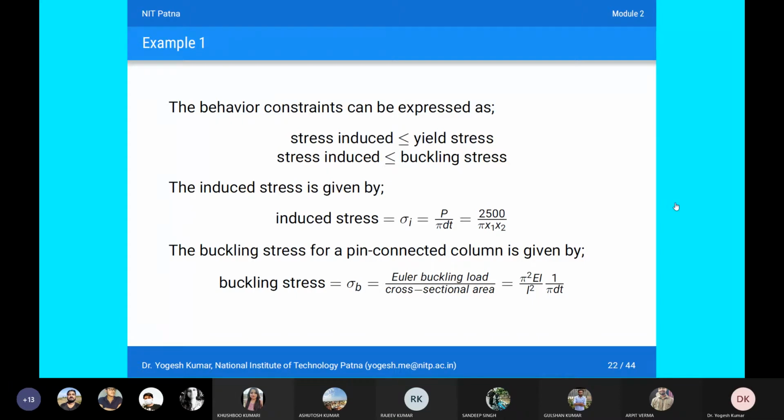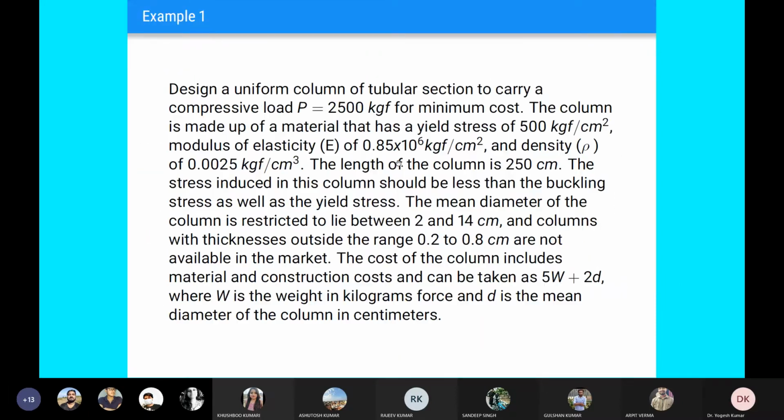I will take the revision in my own way, so that if there is any doubt in the previous example, that can be covered. In the previous problem, I will not read out the whole problem. We had the objective function to minimize the material cost and construction cost, and the objective function phi was represented by a mathematical expression given as 5w plus 2d.